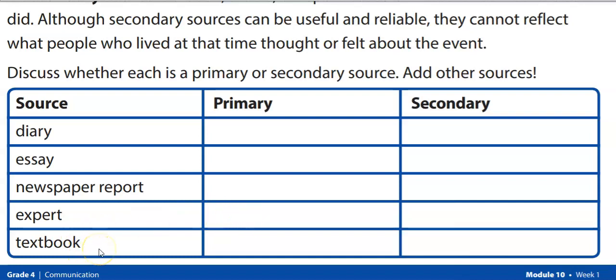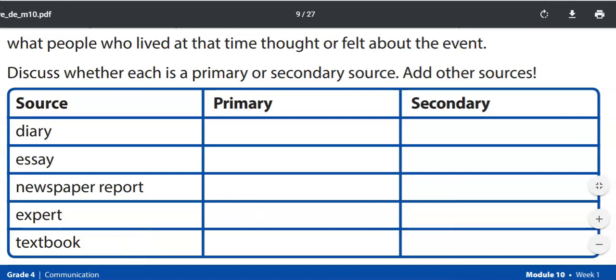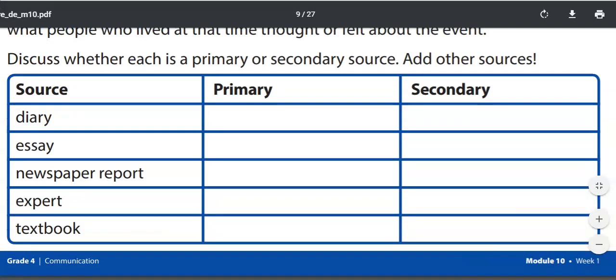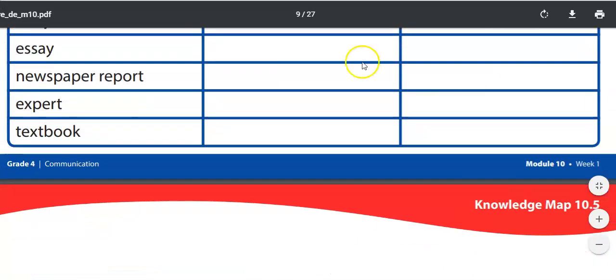And a textbook is also going to be secondary unless it has anything in there that is an autobiography or something that came from a primary source. Then part of it may have some primary information, but in general it would be secondary. Okay, I just wanted to go through that a little bit with you to kind of understand what primary and secondary sources are.